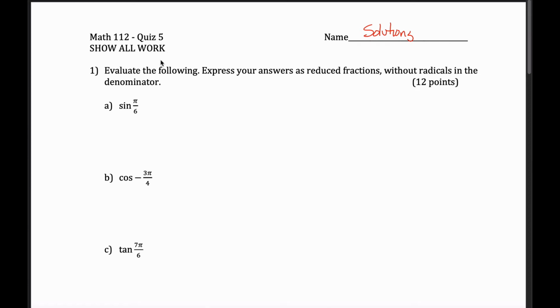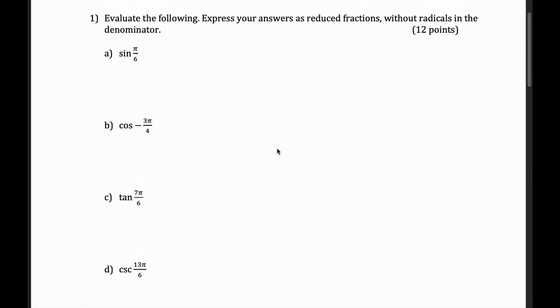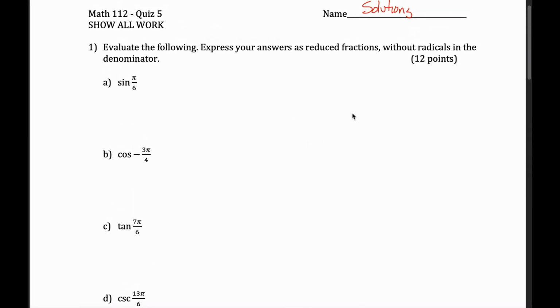All right, here are solutions for quiz 5 for Math 112. This first problem that has 6 different parts is essentially just asking you questions about your unit circle. If you have it all memorized, I think you can figure out all these values.